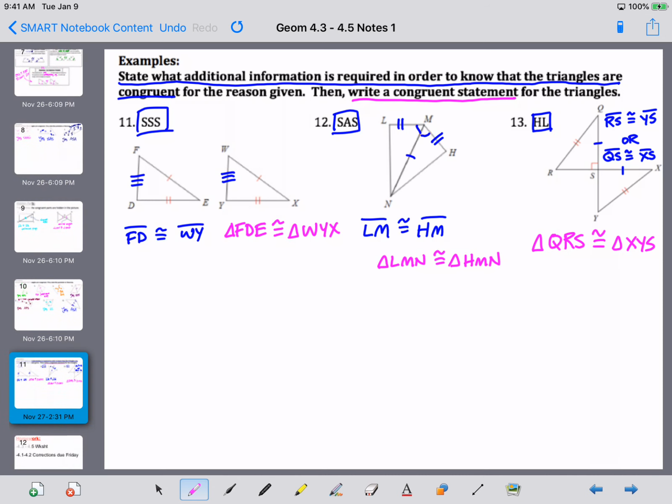Okay, well, thank you guys for watching. We're going to do a lot of practice with these types of postulates where we show two triangles are congruent to each other. So just keep practicing.